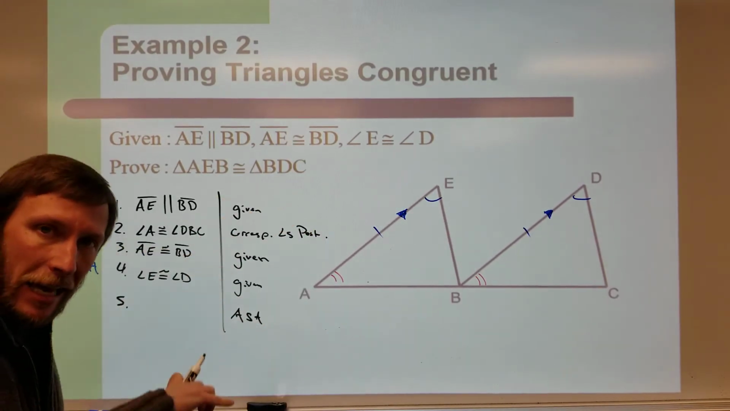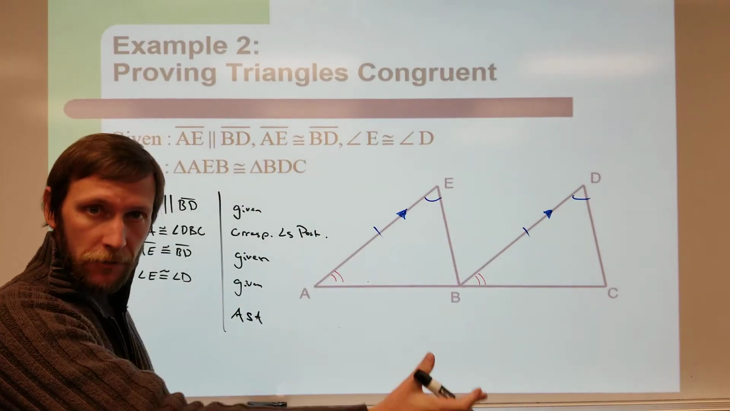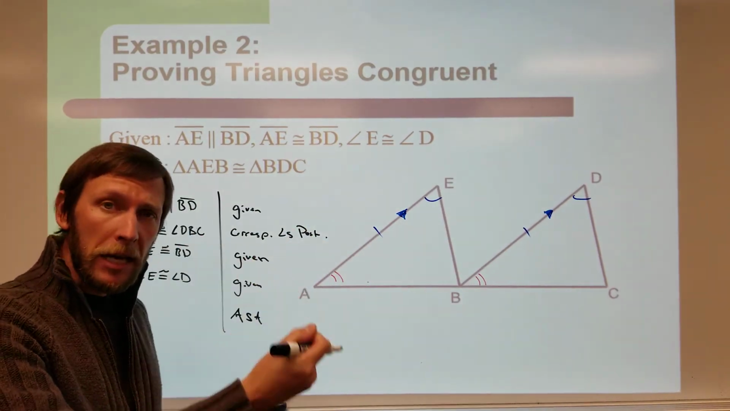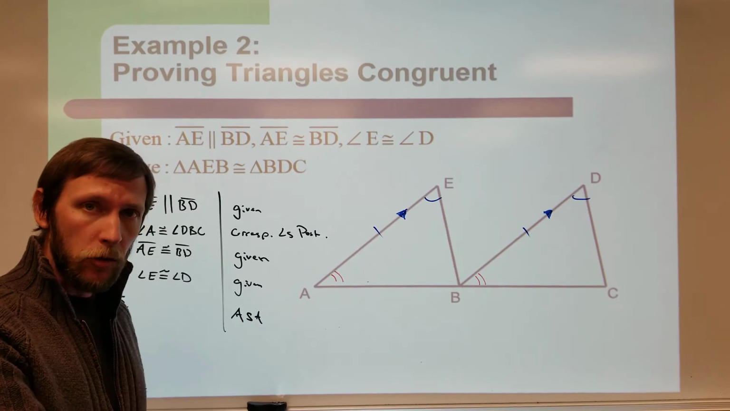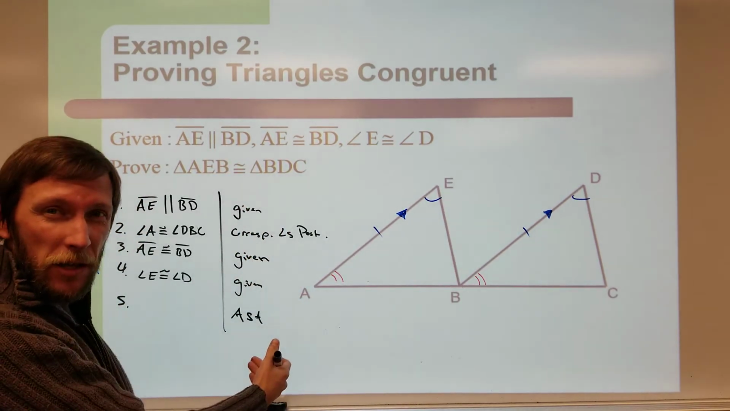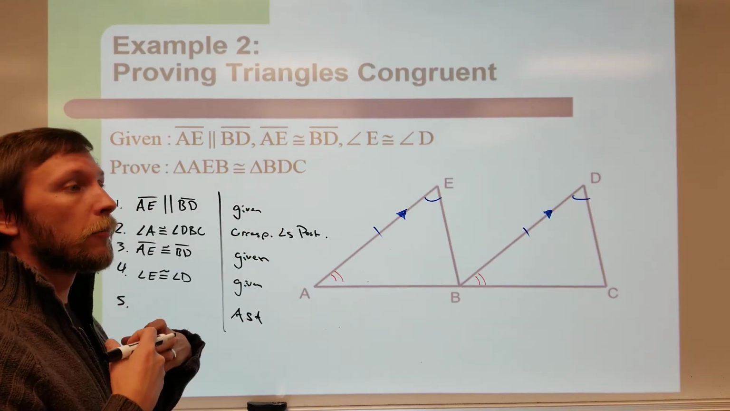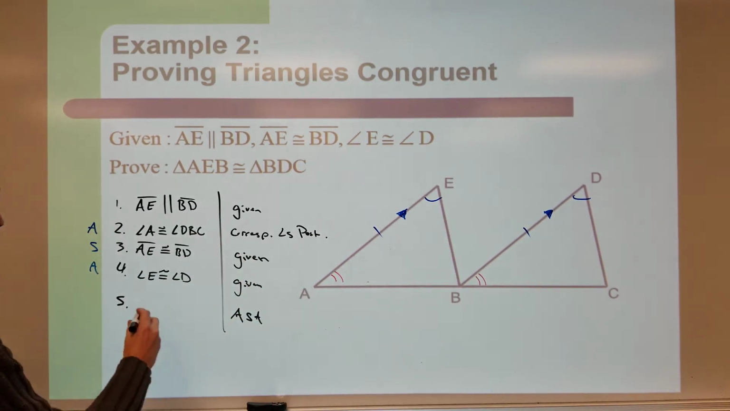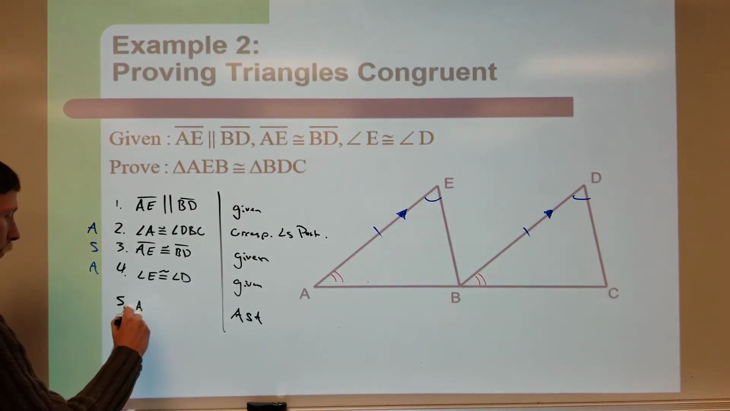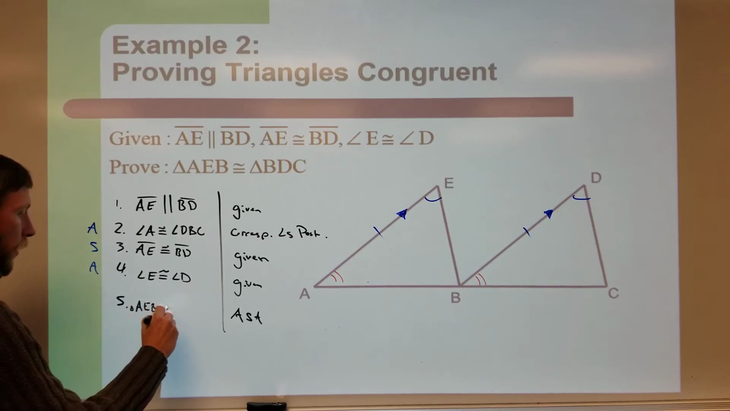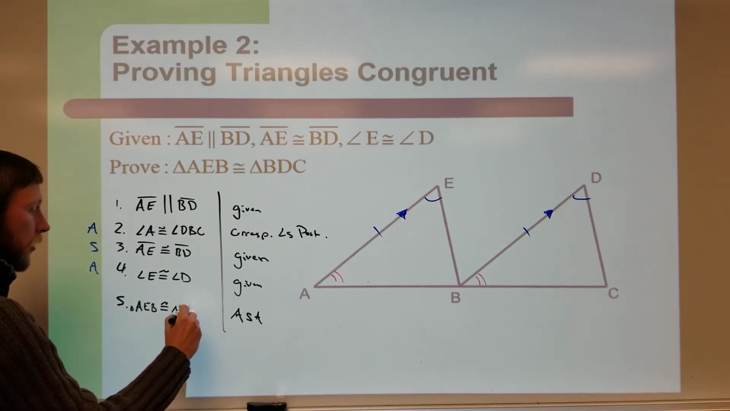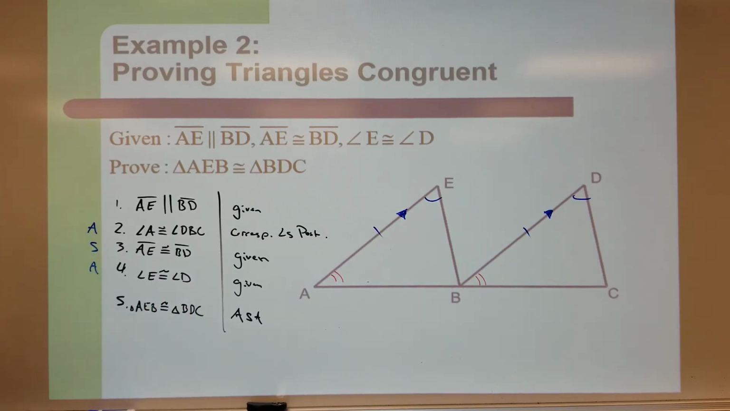All right? If we think ahead before we just start writing all the given information, we can come up with a plan for our proof, think about how we're going to write it, and organize our steps in such a way that they make sense and bring us to that logical conclusion that the triangle AEB is congruent to the triangle BDC. Again, by the angle-side-angle postulate.